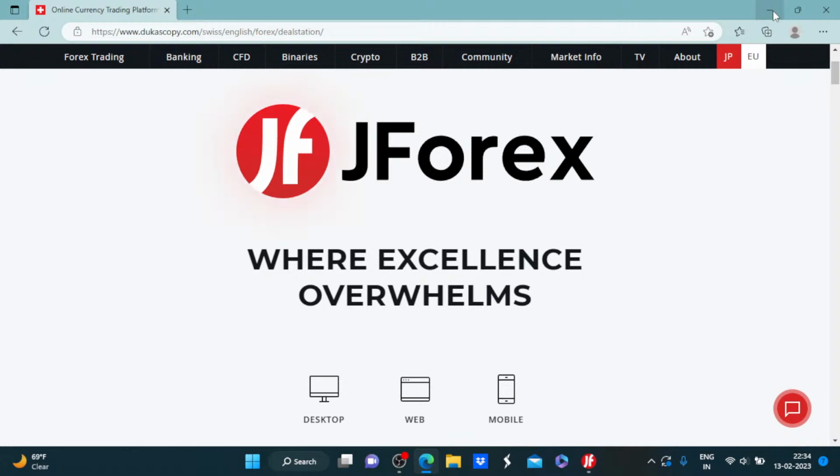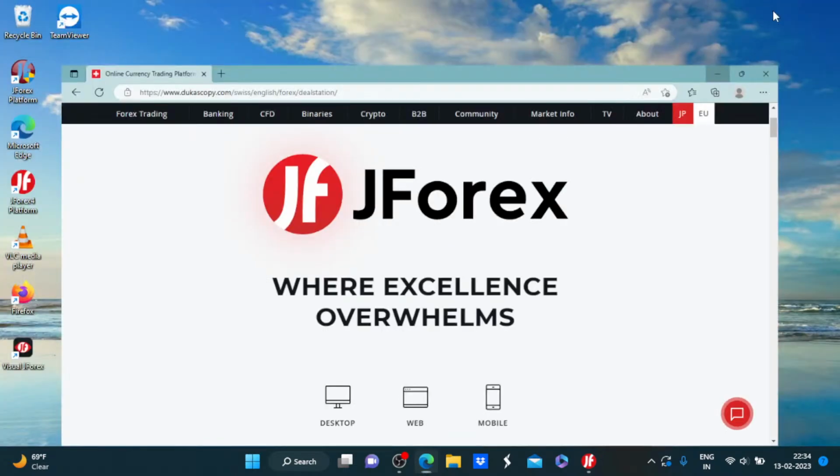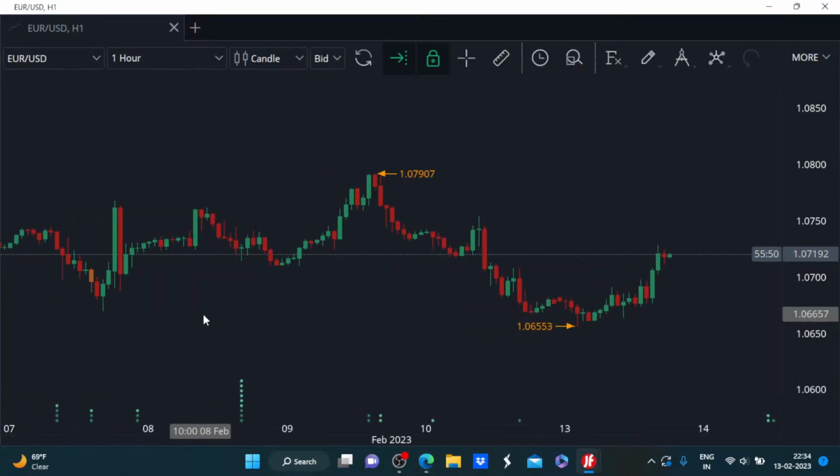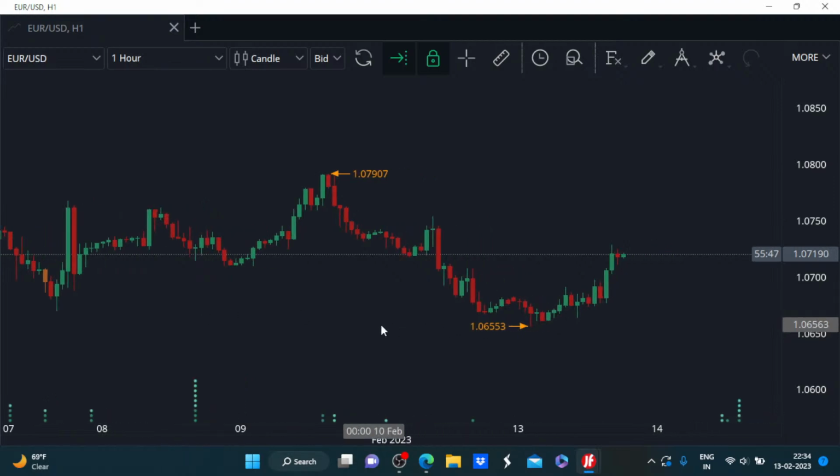So let us now head to JForex 4, the newly released trading platform from Dukascopy Bank SA. This is the Euro USD chart with the candle period defined as hourly. Now to find out the opportunities, you can add this indicator using these two options, add indicator and quick search. If you simply type in shooting star, you will have this indicator plotted.